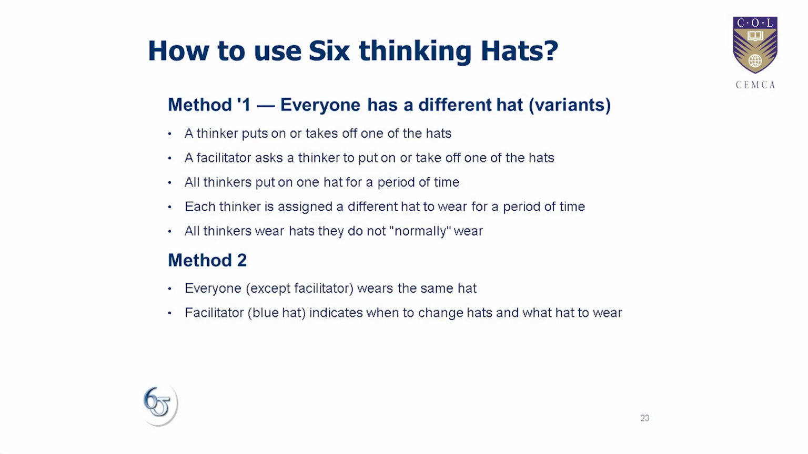So method 1, if you can see on my screen, says everyone has a different hat, wherein a thinker puts on or takes off one of the hats. We believe that everyone in the brainstorming session will either put on a hat or take off a hat. A facilitator asks a thinker to put on or take off one of the hats, or the facilitator will say, now let's talk about some lateral ideas. I think we need to be very speculative.